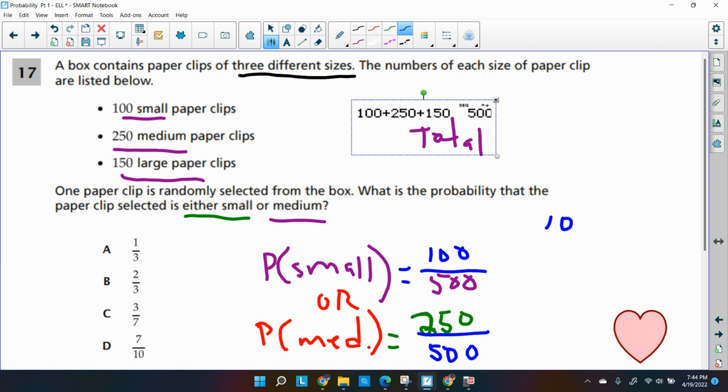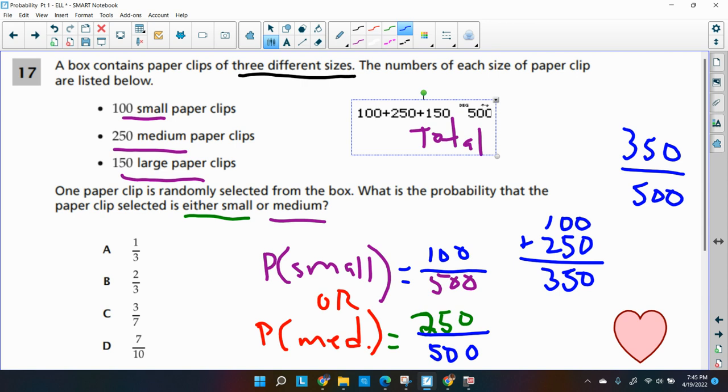So if I get 100 plus the 250 medium, that's a total of 350 clips that I will win. As long as I don't get a large clip, I'm in pretty good shape. So that would be 350 out of 500. This is calculator work. I would multiply that by 100 if I wanted a percent, but my answers are not a percent, so I don't have to worry about that, but you can if you're interested in the percent.